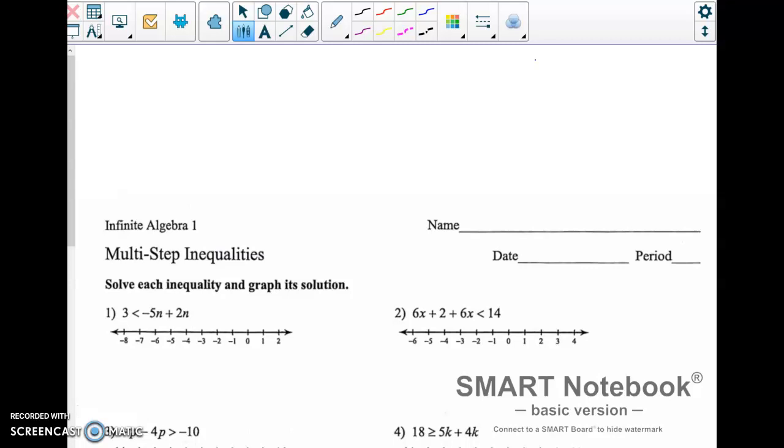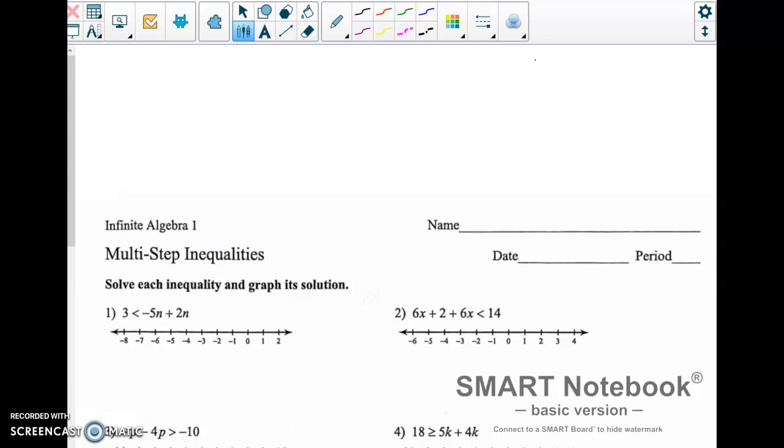Please have out this worksheet, the multi-step inequalities. This is where we're going to focus our energy today. We know how to solve multi-step equations. We know how to solve inequalities. So we're putting these two things together today. We're going to go through a couple examples together, then I'm going to give you some to try on your own and time to work on your own as well. But before we start, let's go over the steps.